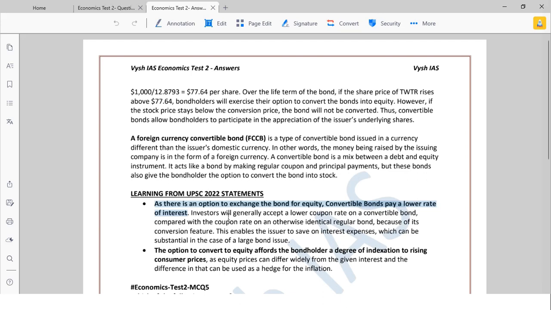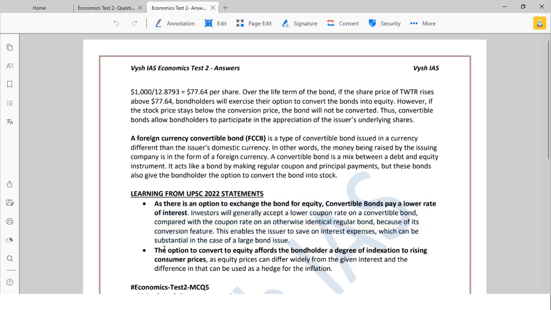Investors will generally accept a lower coupon rate on a convertible bond compared with the coupon rate on an otherwise identical regular bond because of its conversion feature. This enables the issuer to save on interest expenses, which can be substantial in the case of a large bond issue. Usually, because of the bond, they have to give large interest payments to customers, but because they are offering a convertible bond, they will give lesser interest.